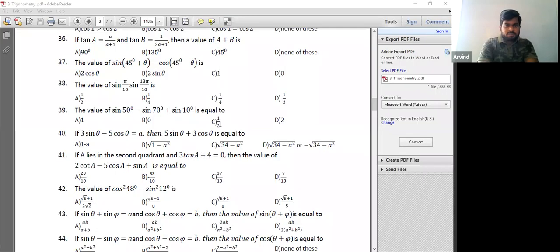Let's go to the next one. Okay, the value of sine pi by 10 into sine 13 pi by 10. Before solving this, I'll give you certain formulas. Take down. Yesterday I had given you the values of sine 15, cos 15, tan 15, cot 15. So these are also very important.